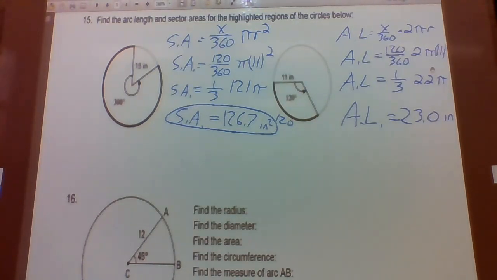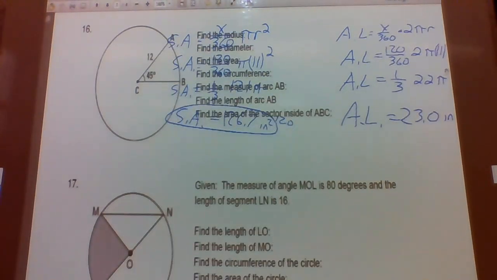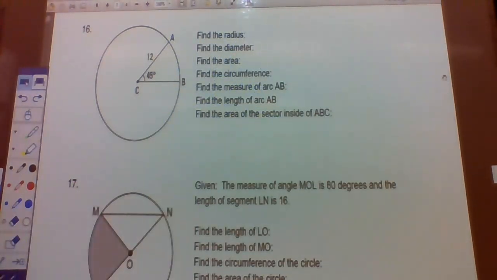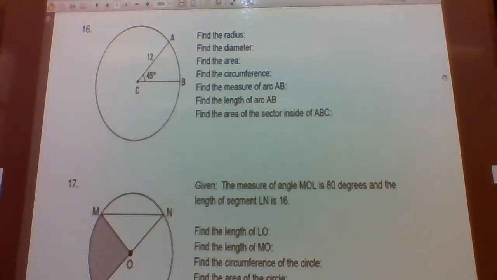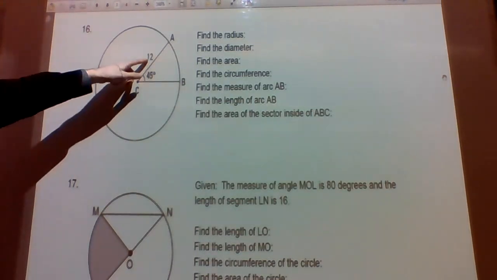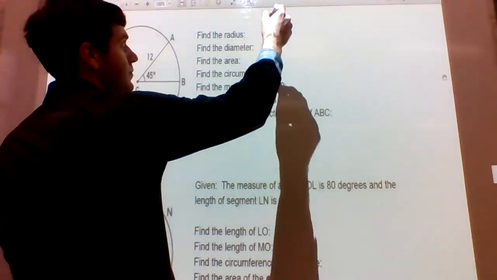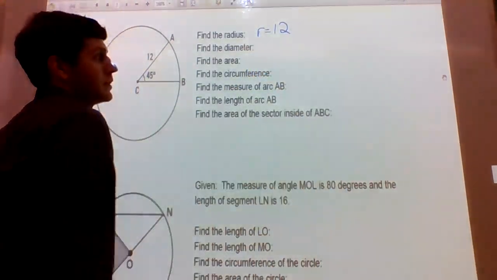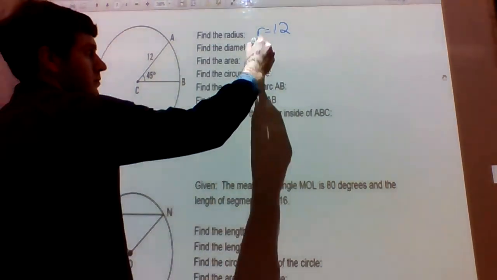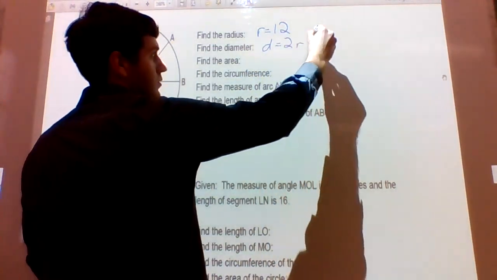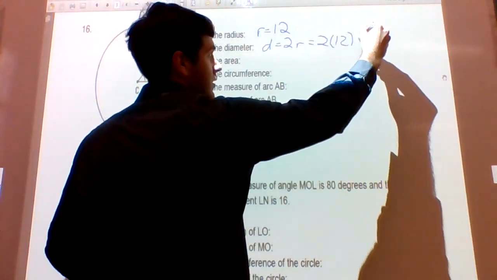Now down to 16. Okay, 16, we want to find the radius, the diameter, the area, the circumference, the measure of arc AB, the length of arc AB, and the area of the sector inside of ABC, underneath the arc AB. Start with the radius. Radius is 12. Diameter is twice the radius. So that's 2 times 12, which is 24.